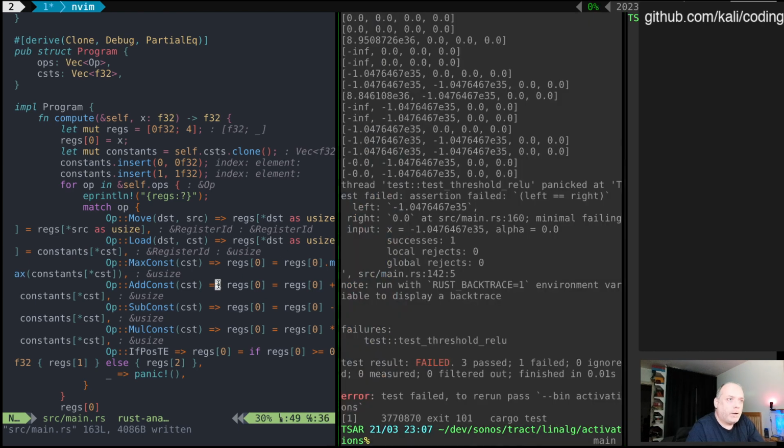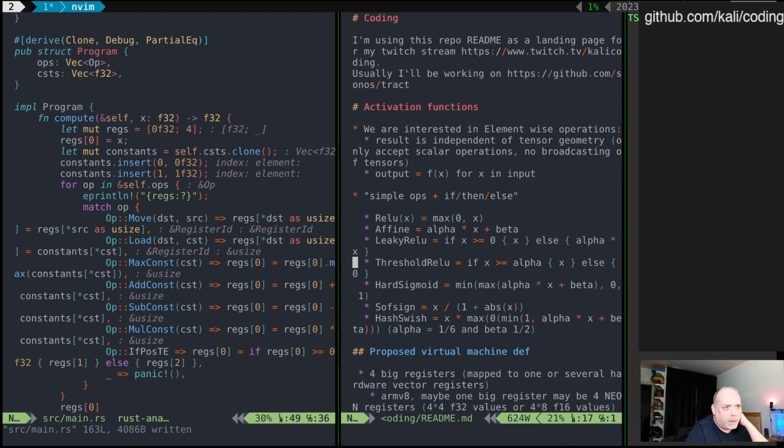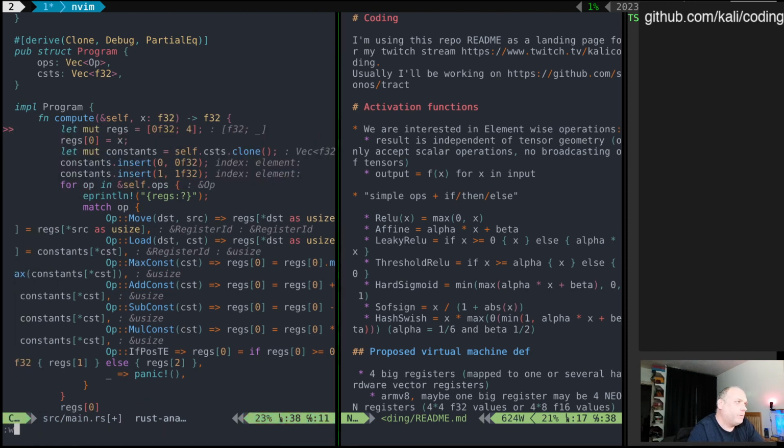Minimum failing input: X is very negative, and we get an alpha, and we have a difference. We are expecting X, and we get 0. So threshold is when x is bigger than alpha, we get x, else we get 0. So what's wrong? I'm going to do something here to see what's happening.